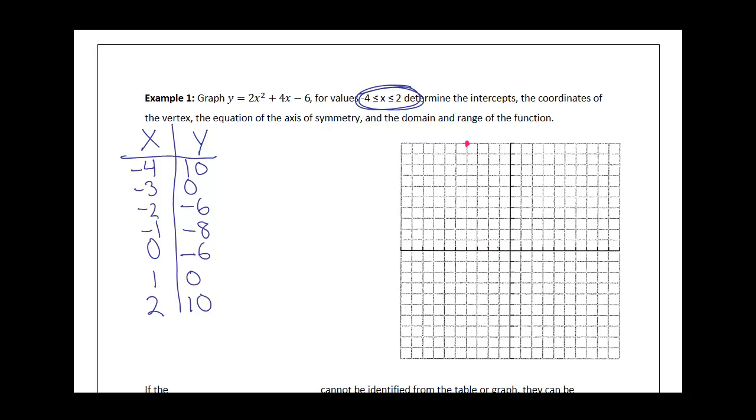-3 and 0. So we got 1, 2, 3 right about there. -2 and -6. 1, 2, 3, 4, 5, 6 sits around there. -1 and -8, which is 1 and 2 down over here. And then we're going to have 0 and -6 about there. 1 and 0, which is about there. And 2 and 10, which should be about there. Now, if we went ahead and started up here and connected all our dots like so.